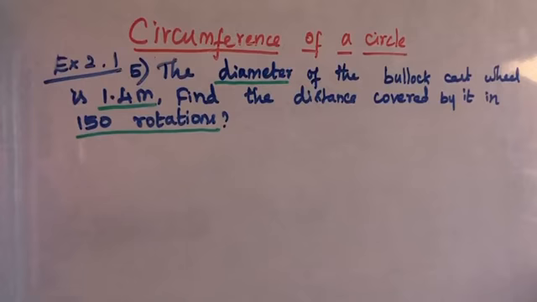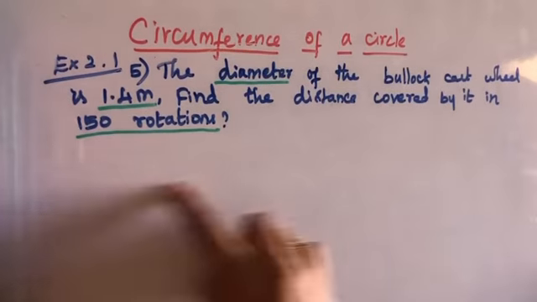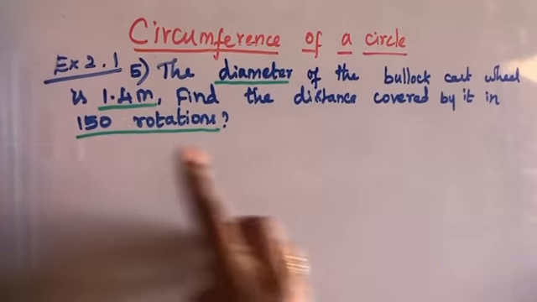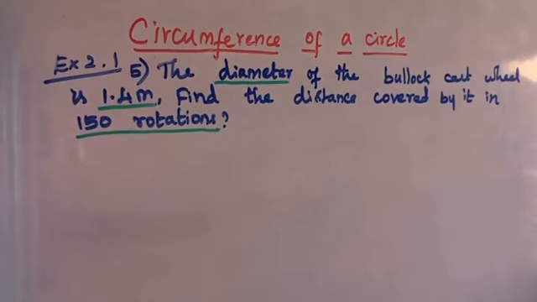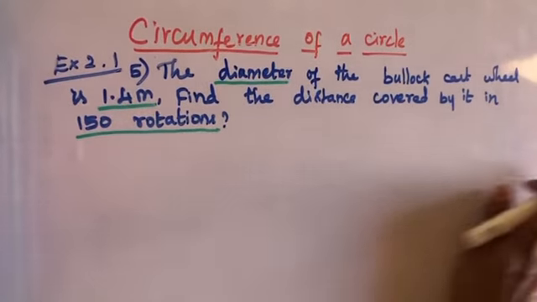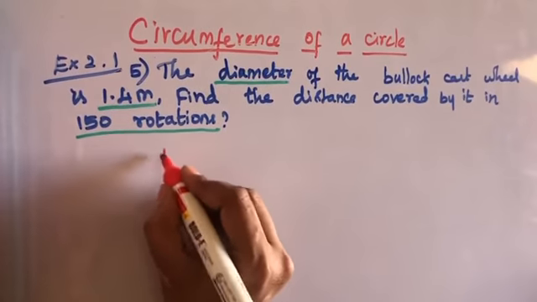So, once we find the circumference, we can find how much it moves in one rotation. For 150 rotations, we can multiply that value by 150, and it is an important problem. They will ask like this. Okay, so what is given?